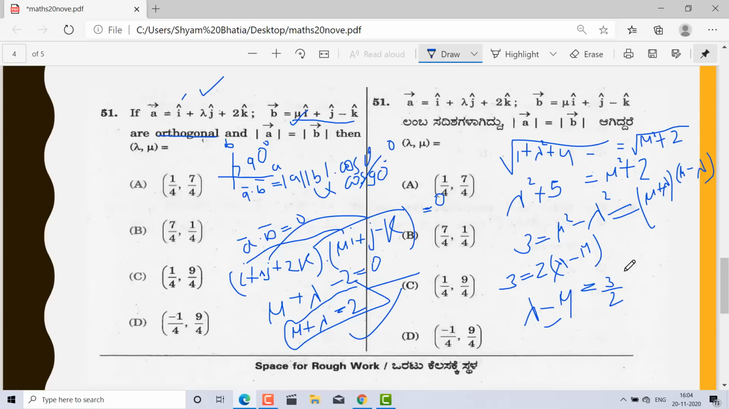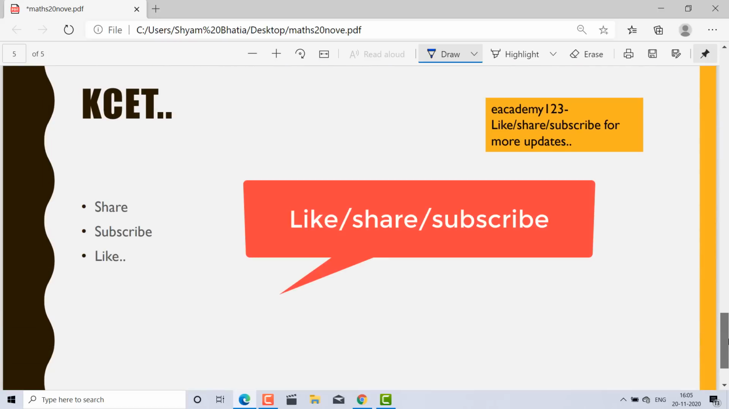So just add this and this, okay. You will find 2 lambda, mu cancels out, and the sum is 2 plus 3 by 2. So what will you get? 4 plus 3 is 7 by 2, and here is 2. So finally lambda is equal to 7 by 4. Which answer is correct? You have to find the value of lambda. The first option is 7 by 4, so it's correct. In this way you can find it easily.